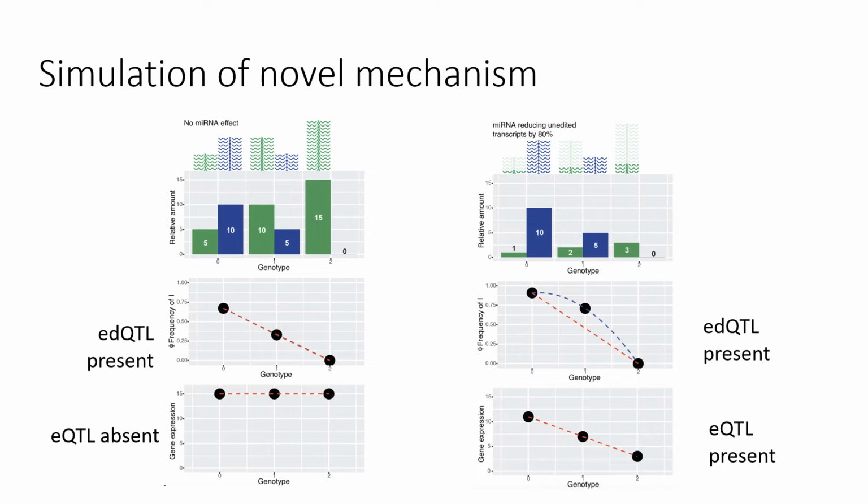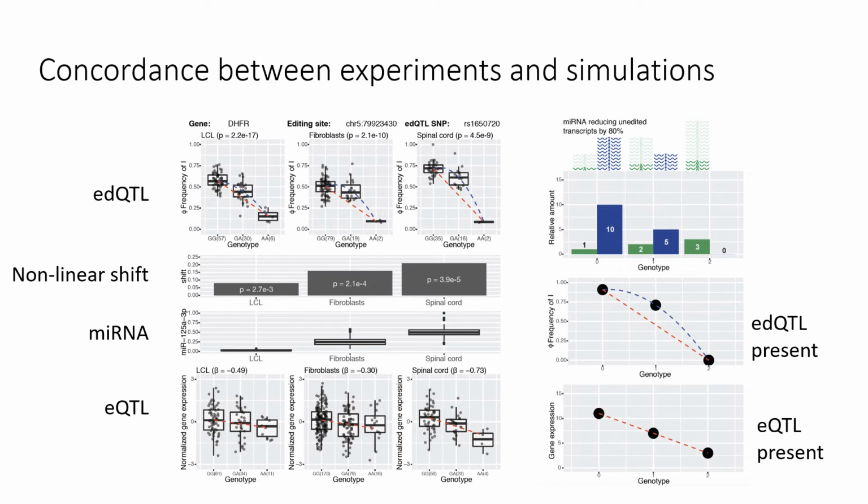For the simulation on the right, the same EDQTL is used, but we also simulated a microRNA degrading the unedited transcript by 80%. So for this case on the right, the EDQTL signal becomes nonlinear and an expression QTL forms. So to recap, we observe a good concordance between the experimental data on the left and the simulated data on the right.